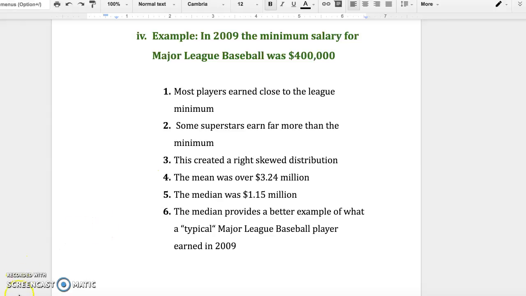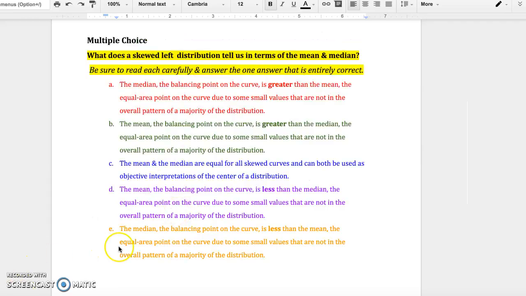Here is an opportunity to look back on what we just went over about the mean and the median in terms of the balancing point, in terms of the equal areas point, and what the skew of a distribution tells us in terms of the mean and the median. So pause right now. You can go back in the video if you need to review it, and then answer the multiple choice question. Then push play again to watch the rest and get the free response.